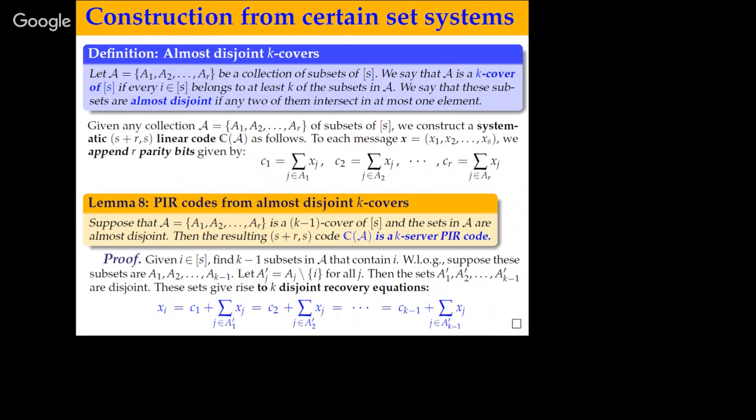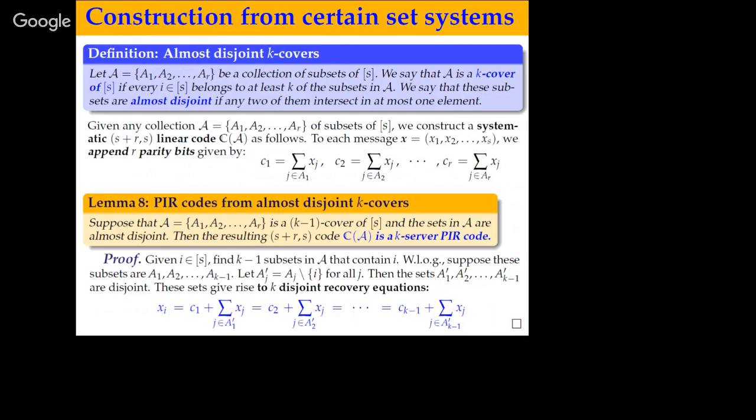I have xi itself, and then if I do this, so what was C1? C1 was the sum of the message bits over A1. And what is A1? That's just A1 prime and I. So this must hold. Is this clear? These are the recoveries. Okay, good.